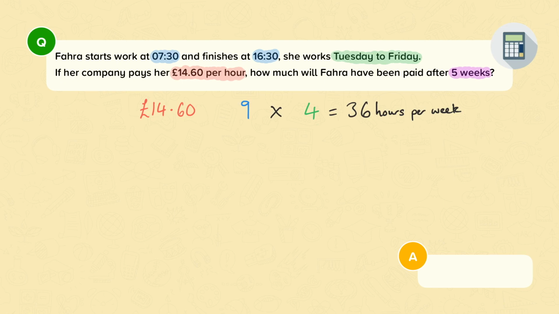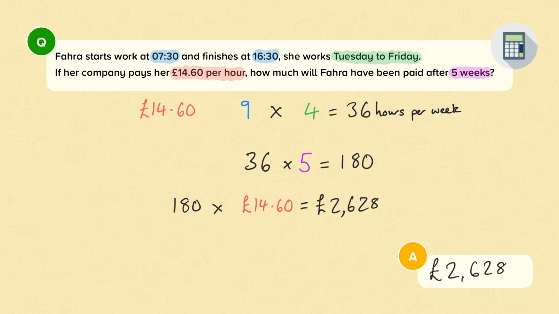We're asked to find out how much she'll be paid after 5 weeks. We can calculate how many hours she would have worked after 5 weeks. If she works 36 hours per week, then 5 times 36 is 180 hours. She'll have worked 180 hours after 5 weeks. We now need to work out how much she will have earned. She gets paid £14.60 for every hour that she works. So 180 times £14.60 is £2,628. Well done if you got that.